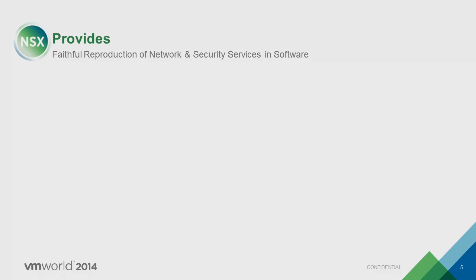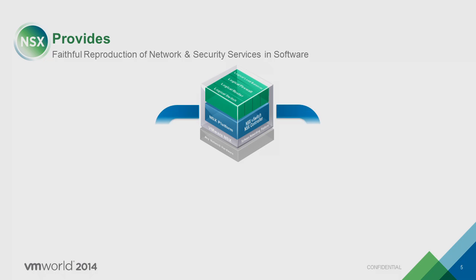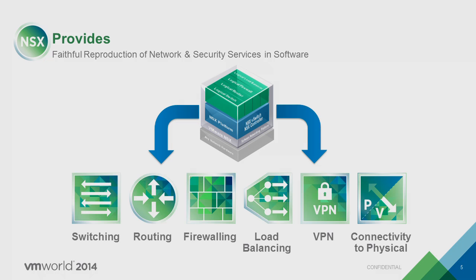So what is NSX? This is a very simple sentence, but I would say summarized very well. It's a faithful reproduction of networking and security services in software. And what are these network and security services? Well, basically, we provide in logical space switching, we provide routing functionality, firewalling, load balancing, VPN, layer 2 and layer 3 VPN. And on top of this logical construct and logical networking and security service, we also provide a way of connecting the physical environment that you have in your data center to the virtual environment through these logical networks.